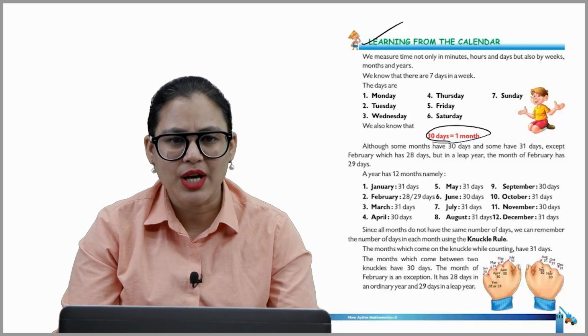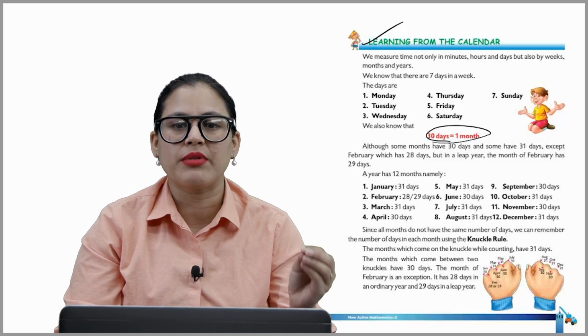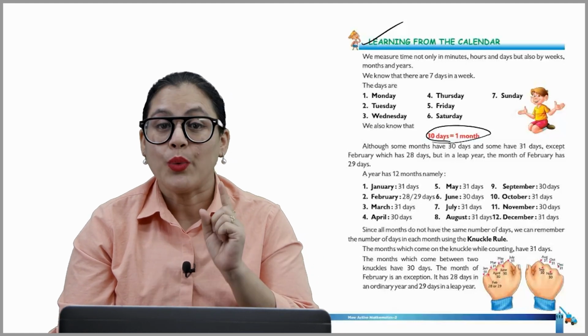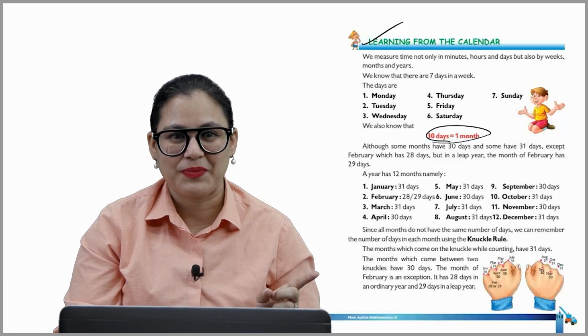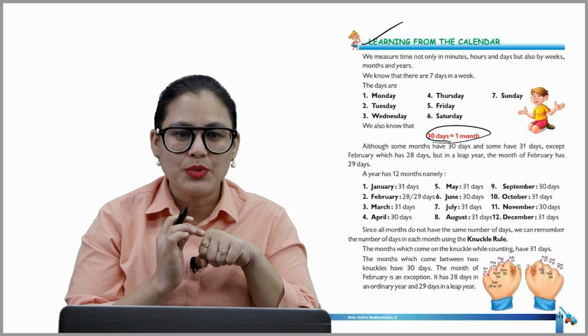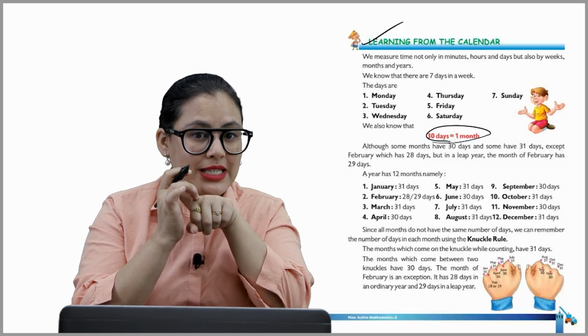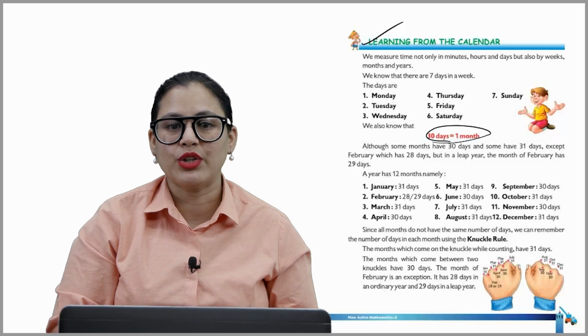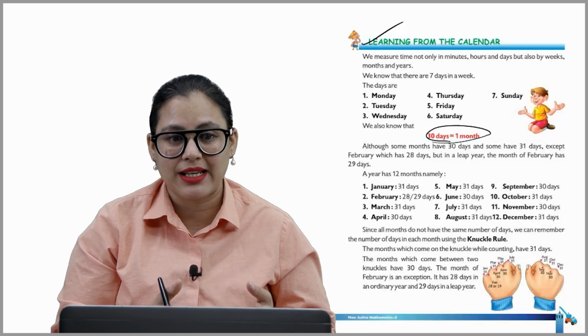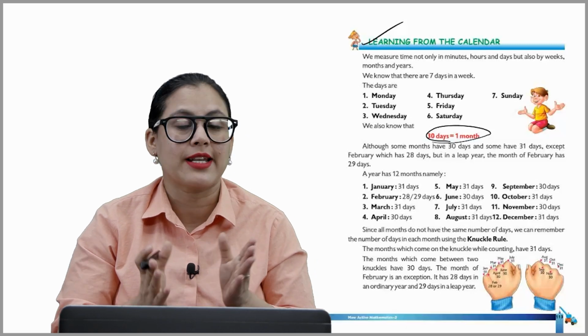Since all months do not have the same number of days, we can remember the number of days in each month using the knuckle rule, which you have learned in the previous class. Okay, the months which come on the knuckle while counting have 31 days. The months which come between 2 knuckles, that is this space, have 30 days. The month of February is an exception. Everybody knows that. It has 28 days in an ordinary year and 29 days in a leap year. Okay.